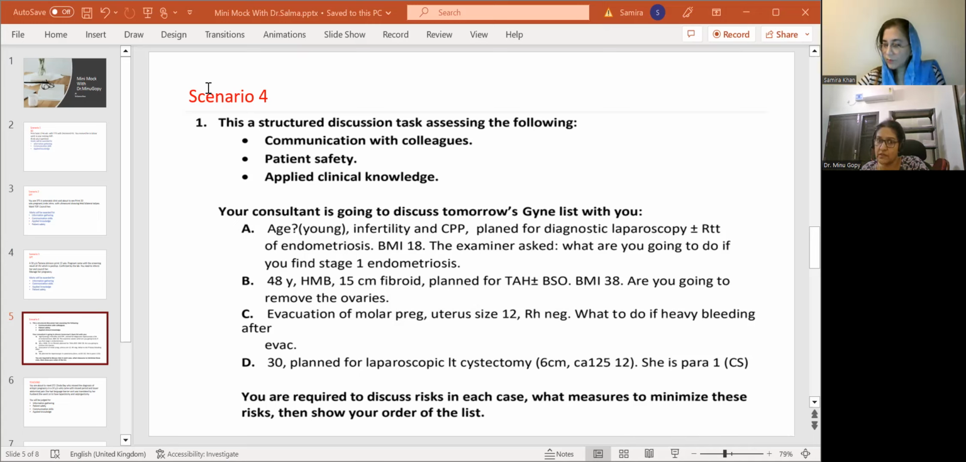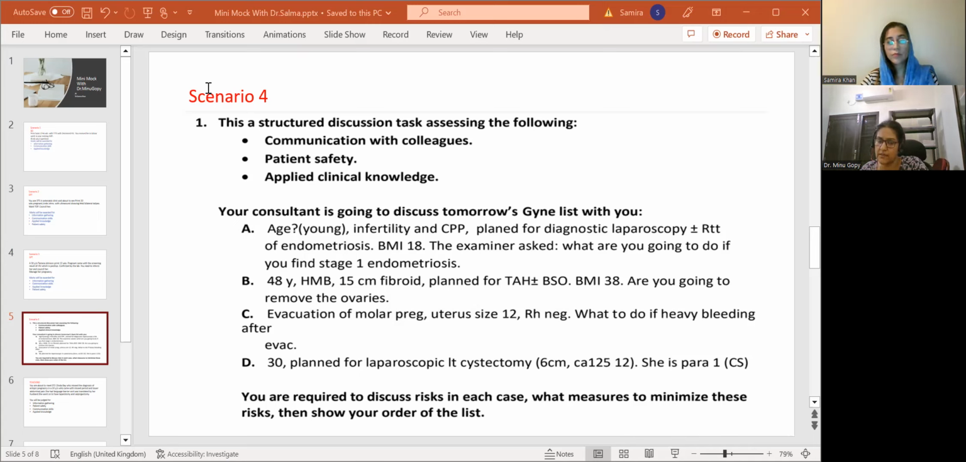So the first patient is a young patient, and she's planned for diagnostic laparoscopy. The reason being chronic pelvic pain, and so the risk factors here: one is BMI is 18, and second is she has chronic pelvic pain. So there could be endometriosis. So we are expecting adhesions here.